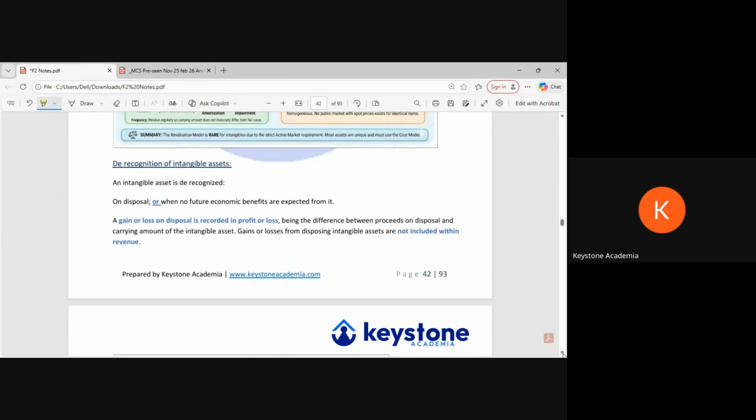De-recognition, we can dispose of also. An intangible is de-recognized on disposal or when no future economic benefits are expected. Let's say we have a license, but that expires. Let's say we have taken a license and now on 26 September it will expire. So our 2.2 million intangible, let's say it was for 0.2 million, 200,000. So what will happen? It will reduce to 2 million. That's very simple.